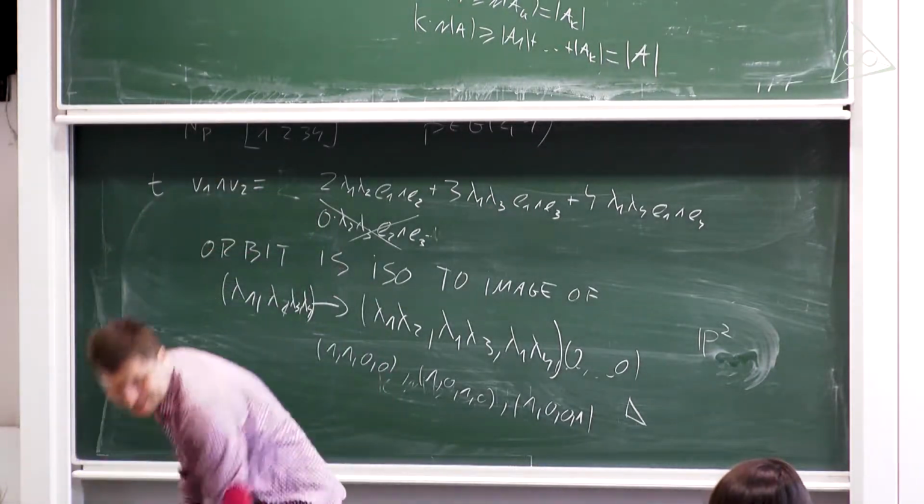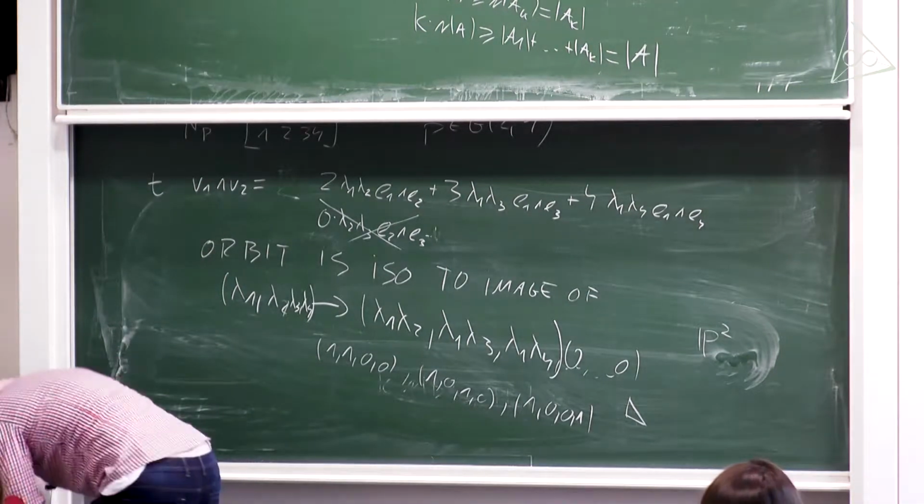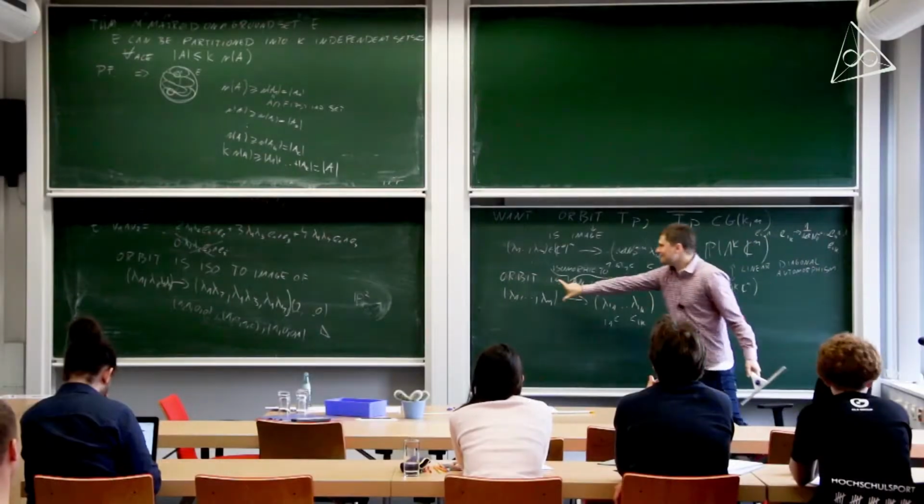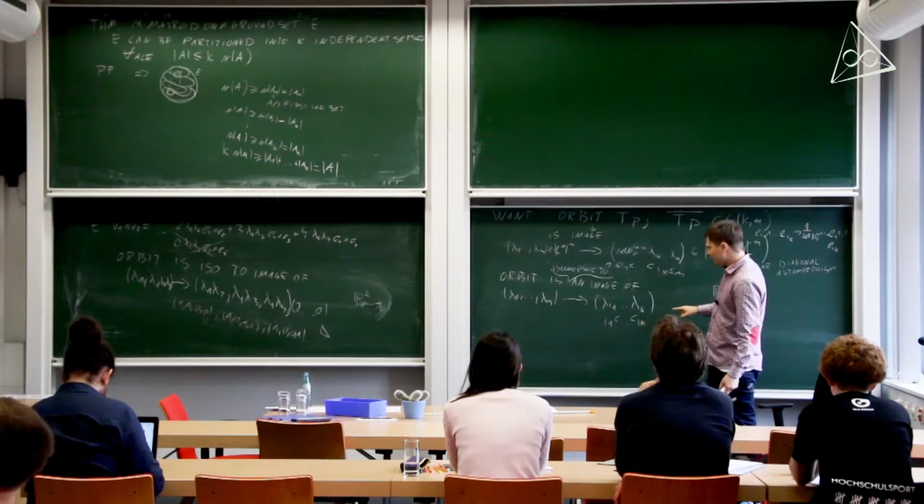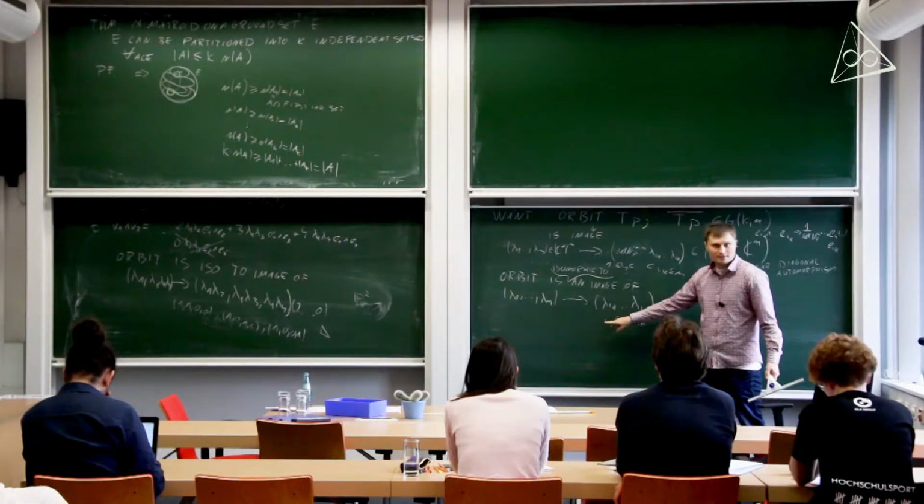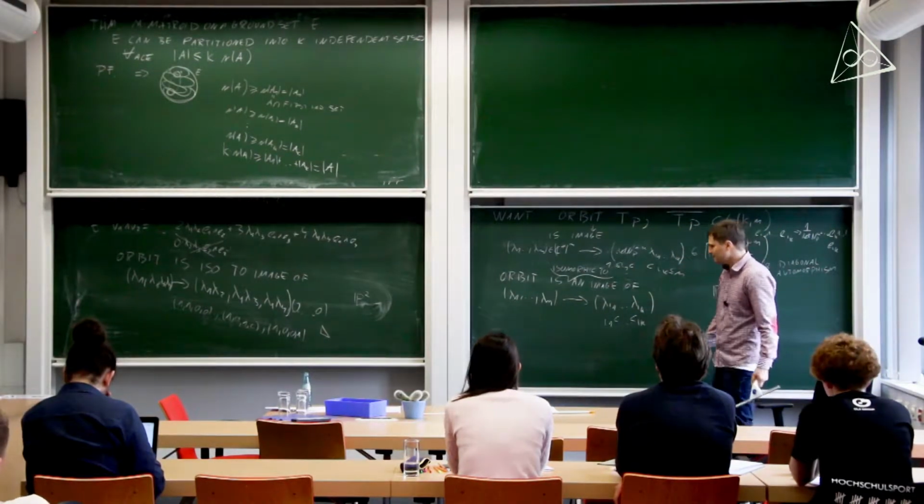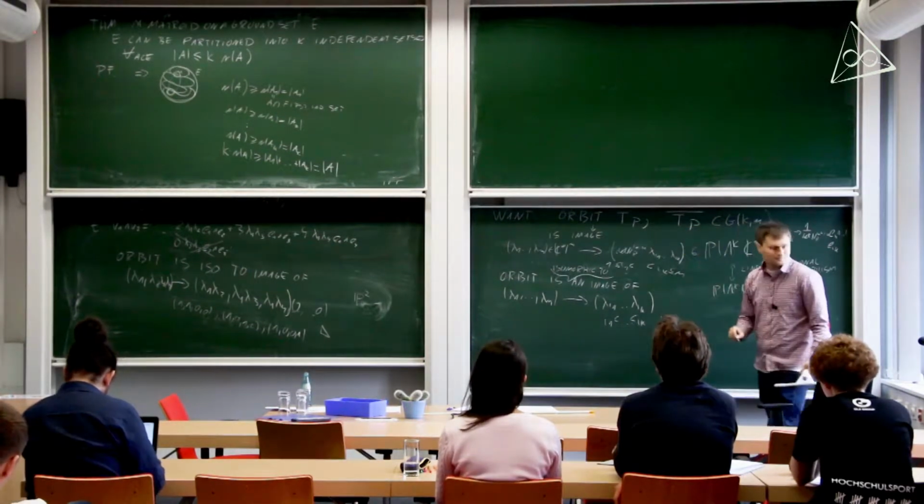Okay. Where are the matroids? Where are they hiding here? Okay, so let's make this statement correct. An orbit is isomorphic to an image of a map, but here we cannot take all sequences. Which sequences do we have to take? Such that what?